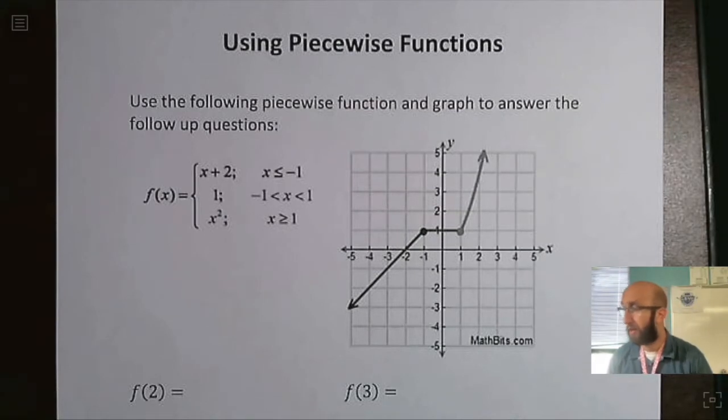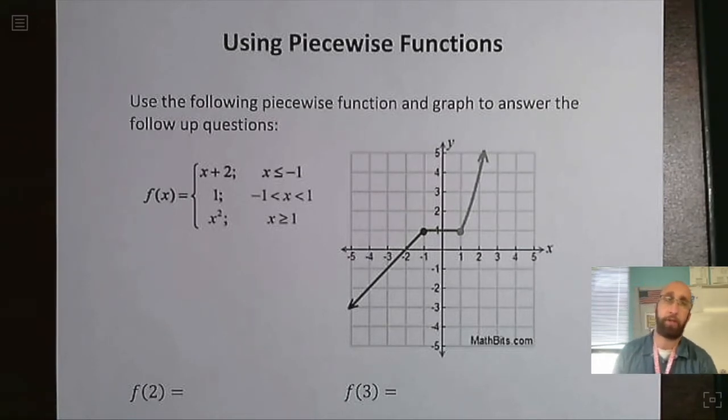In this video, we're going to look at how we can use piecewise functions. So how can we get certain bits of information from a piecewise function? So let's get to it. We're going to use the following piecewise function and graph to answer the follow-up questions.